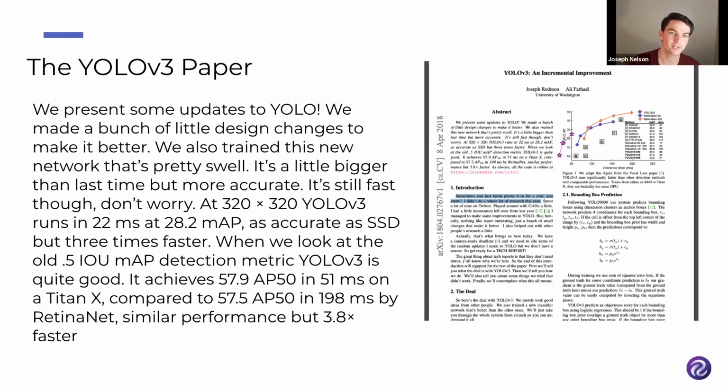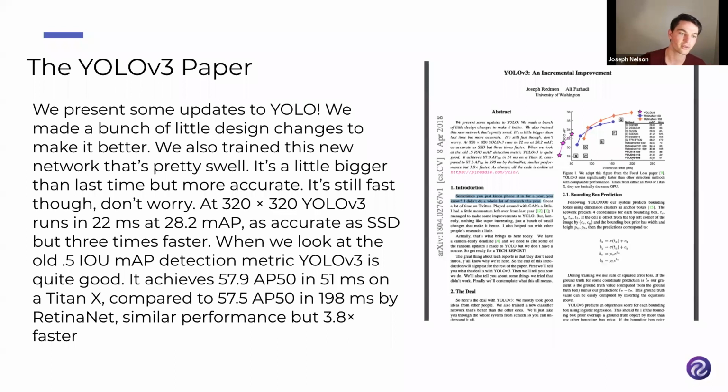"We present some updates to YOLO!" Exclamation point. I mean, first, right off the bat, when's the last time you read an exclamation point in an arXiv paper? "We made a bunch of little design changes to make it better. We also trained this new network. That's pretty swell. It's a little bigger than last time, but more accurate. It's still fast, though, don't worry. At 320 by 320, YOLOv3 runs in 22 milliseconds. That's 28.2 mAP, as accurate as SSD, but 3 times faster."